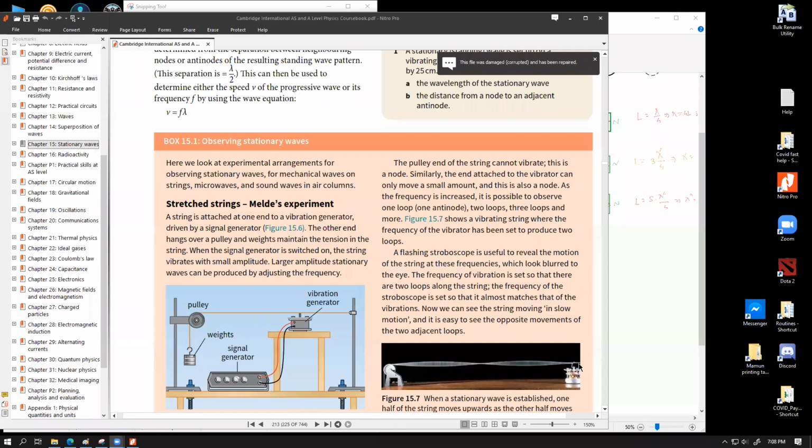So this is a node position. This is another node position. This supported end is obviously a node position. So this is an antinode exactly at the middle, where the amplitude is highest, exactly at the halfway point between two nodes.